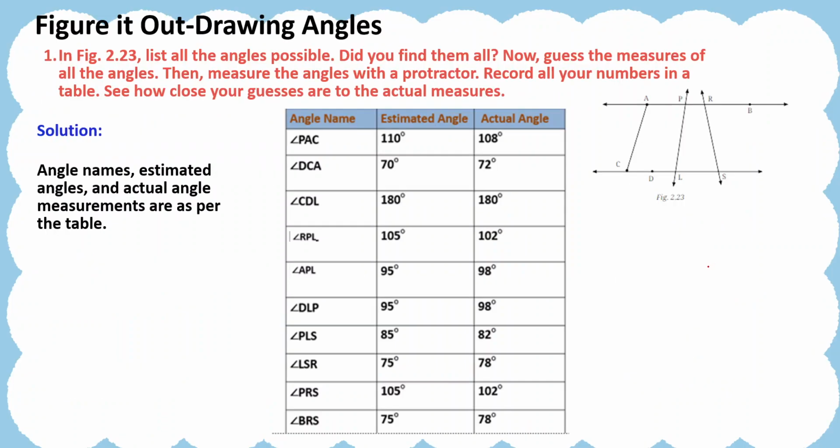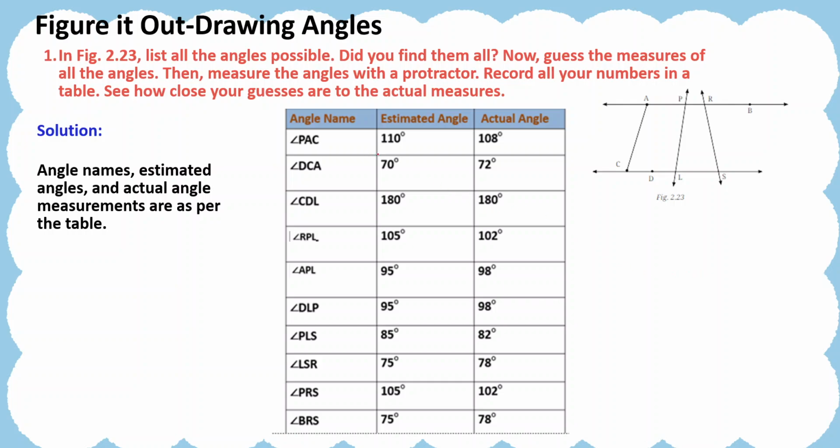Question number 1. Figure it out, drawing angles. In figure 2.23, list all the angles possible. Did you find them all? Now guess the measures of all the angles. Then measure the angle with a protractor. Record all your numbers in a table. See how close your guesses are to the actual measures. Here in the table we have provided angle names, estimated angles, and the actual angle measures.